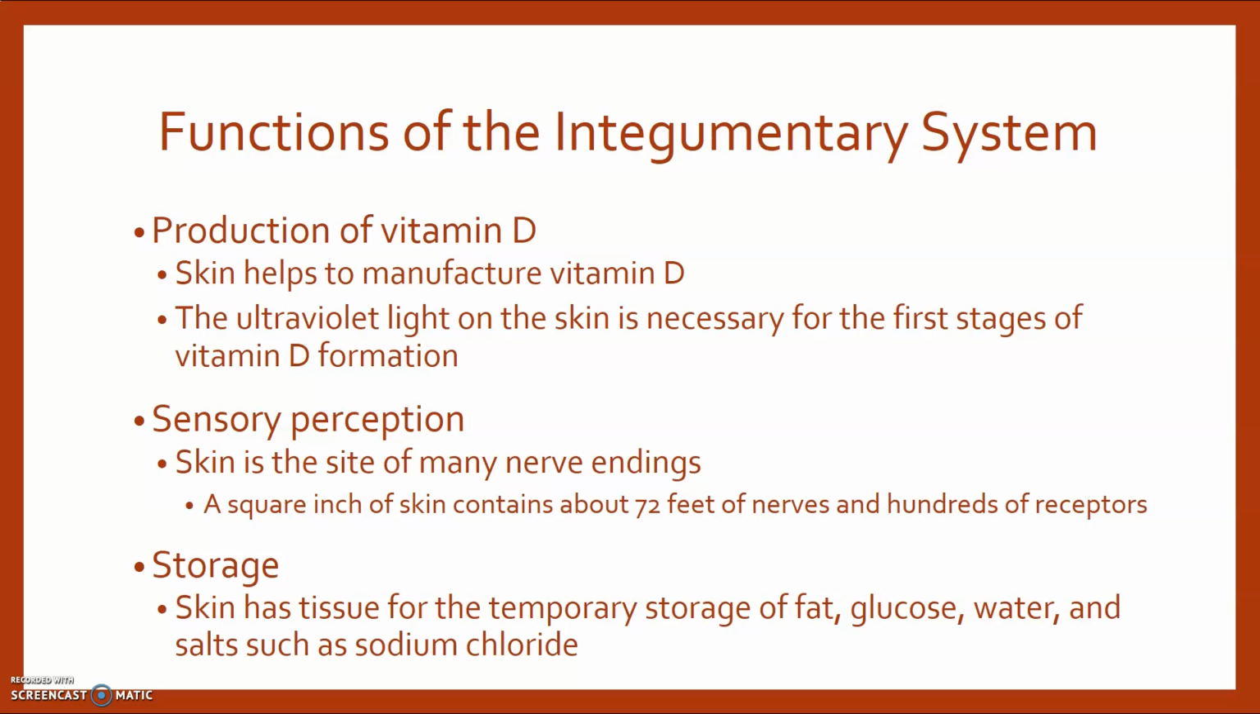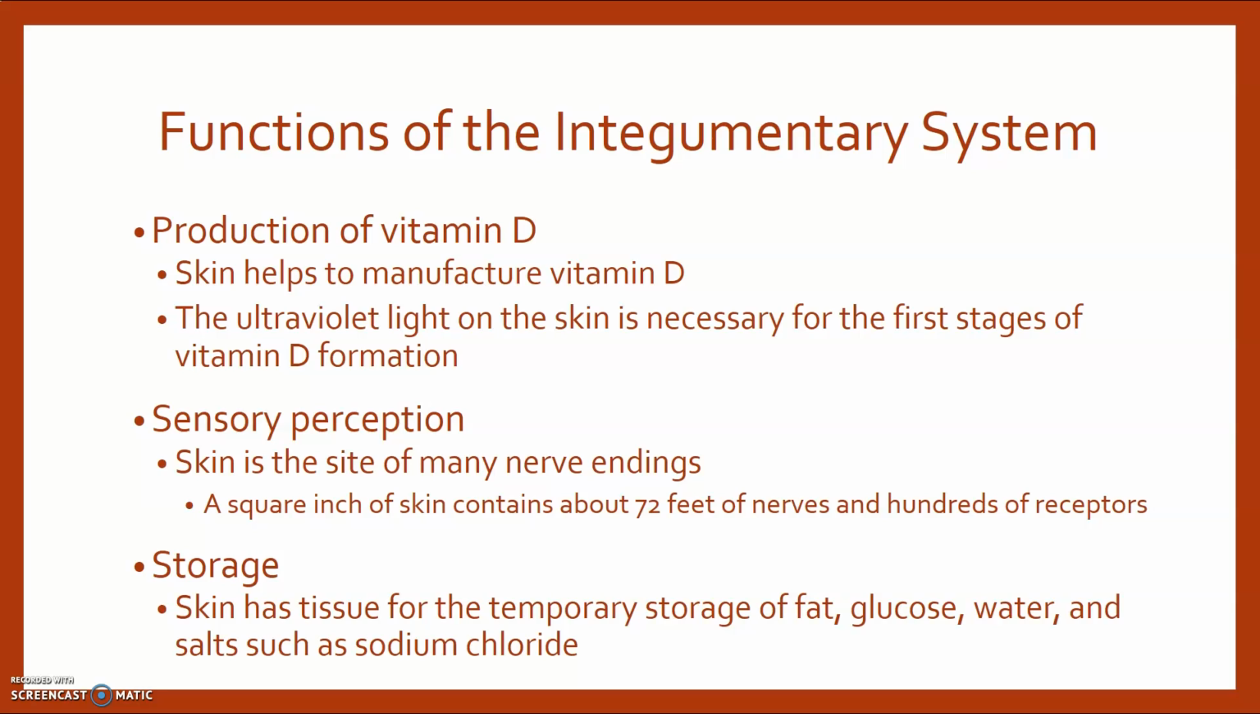The next function is sensory perception. Skin functions as an enormous sense organ with many nerve endings located throughout the skin. And you can think of these nerve endings as being antennas or receivers for the body, being able to detect different stimuli.